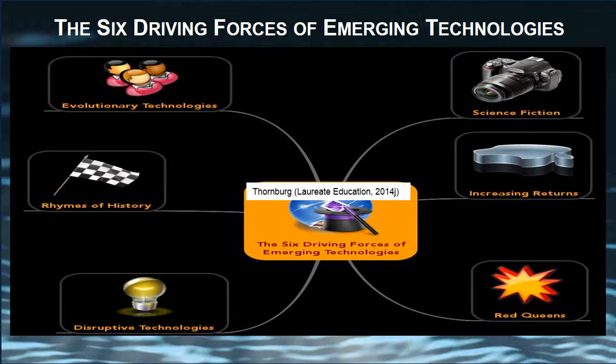The forces identified by Dr. Thornburg are: first, evolutionary technologies on the top left corner of the screen. Second, rhymes of history represented by the flag on the middle left side of the screen. Third, disruptive technologies represented by the light bulb on the bottom left side of the screen. Fourth, science fiction, represented by the camera on the top right corner of the screen. Fifth, increasing returns, represented by the icon on the middle right corner of the screen. Sixth and last, red queens, represented by the star at the bottom right corner of the screen.